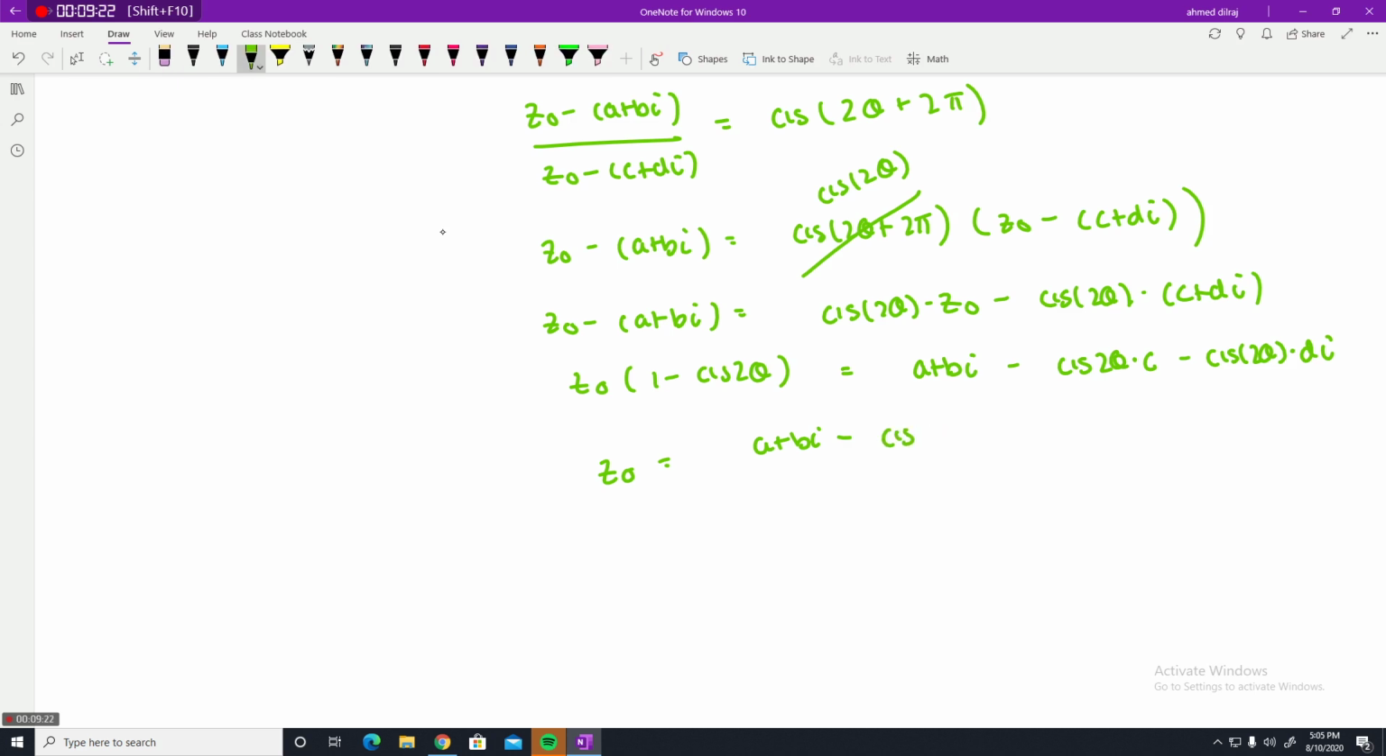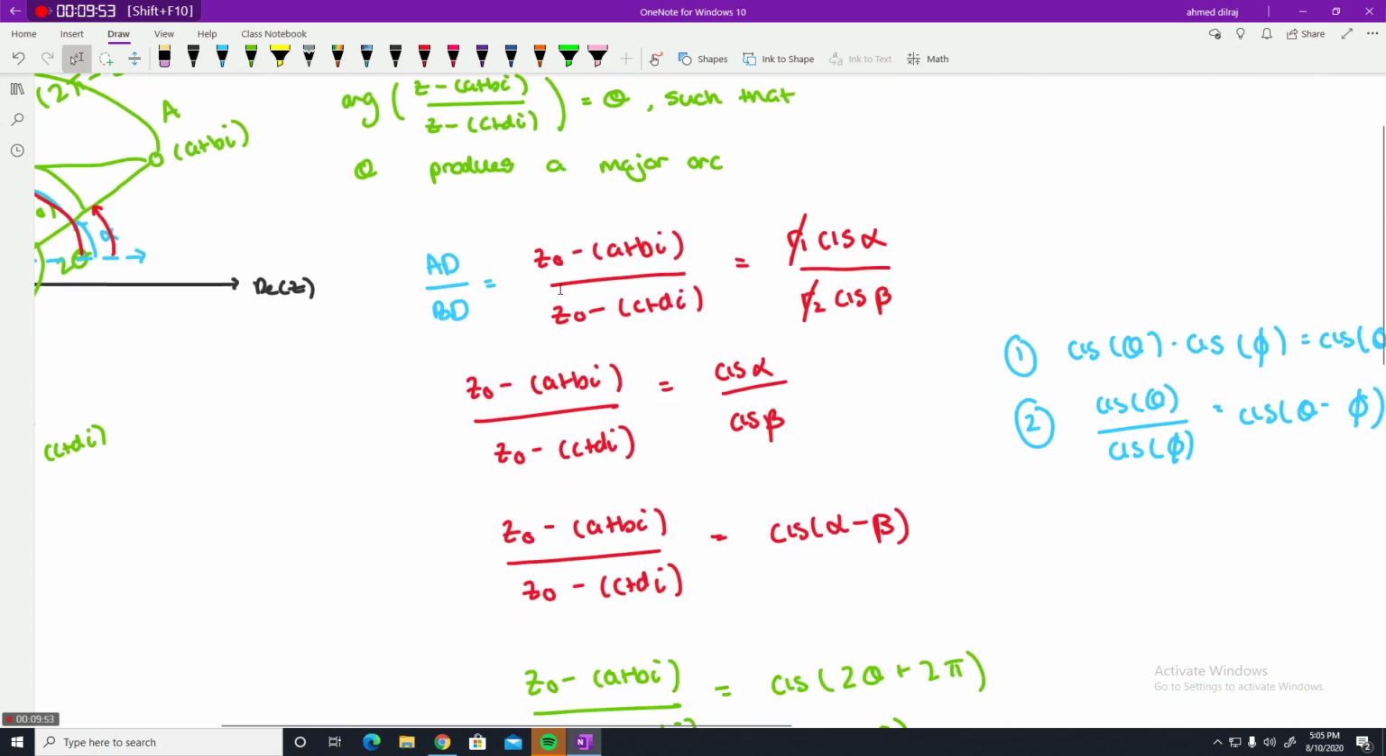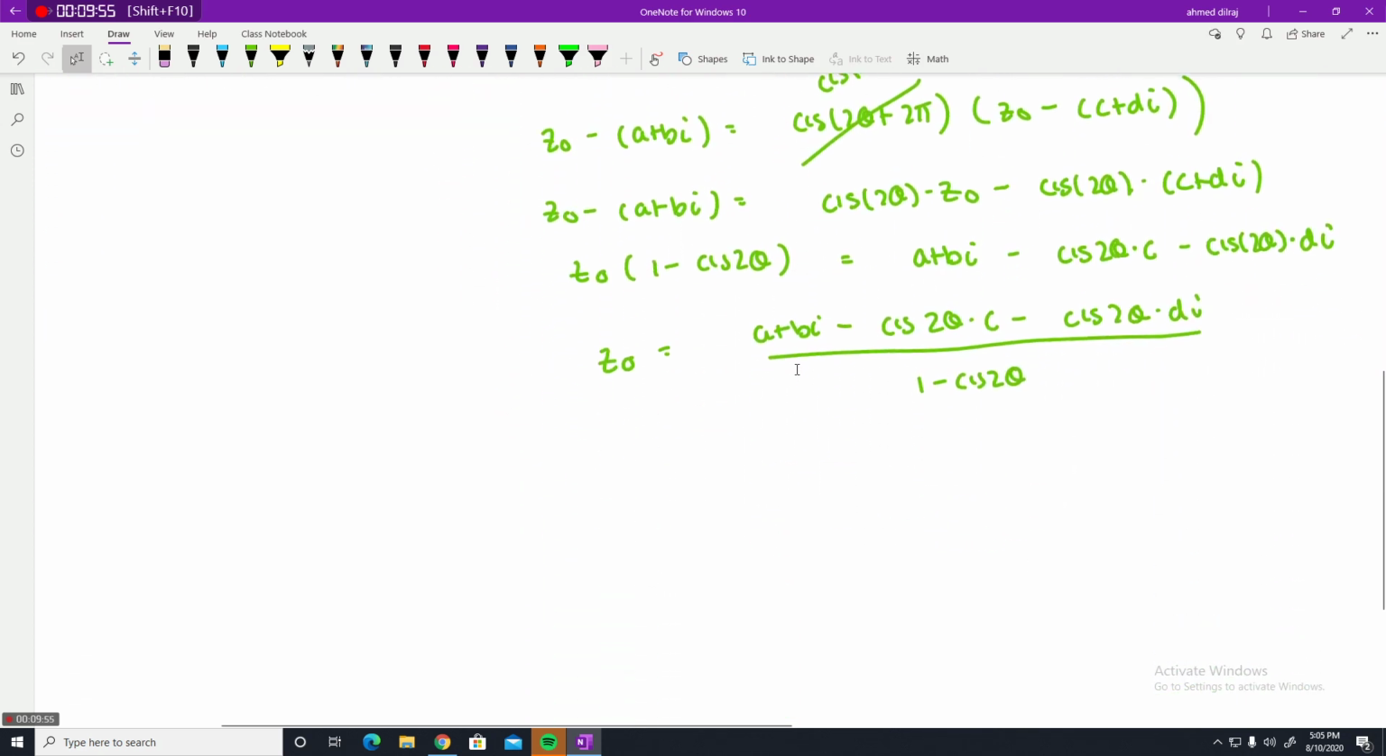So z0 is equal to a plus bi minus cis 2 theta times c minus cis of 2 theta times di, all over 1 minus cis 2 theta. I don't want everyone to get confused. So this actually is the center of the circle. If you know a, b, c, and d, you can just put them into this equation and simplify the cises. Just find cis 2 theta, a, b, c, d, and write them all down. And then once you have them in complex number form, put this in your calculator.